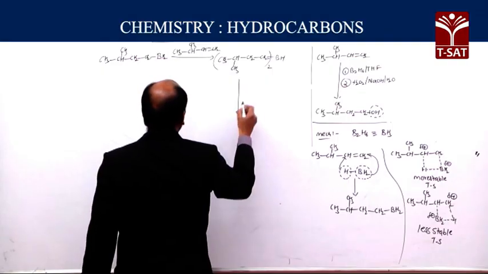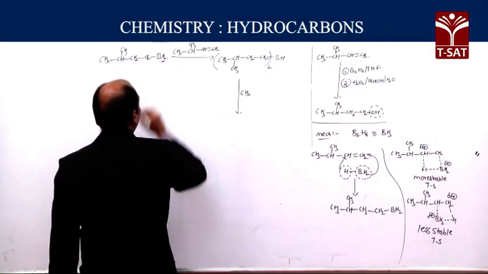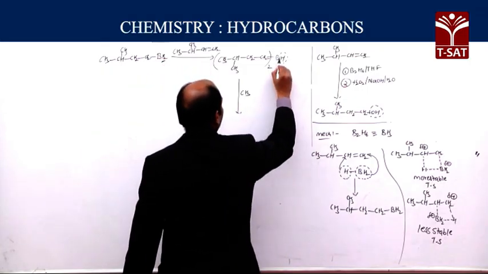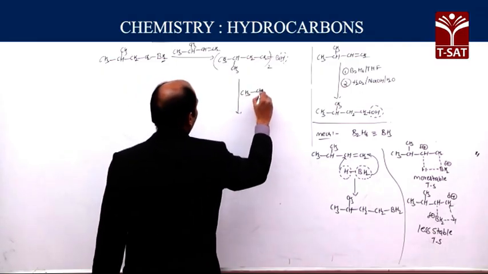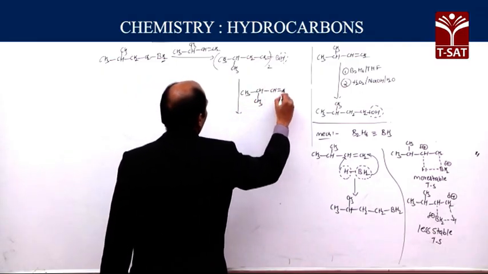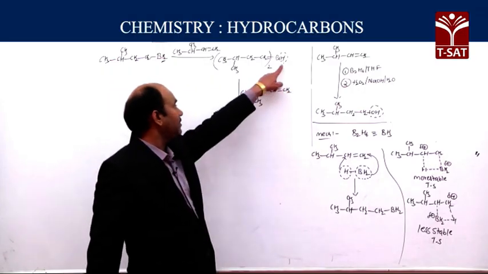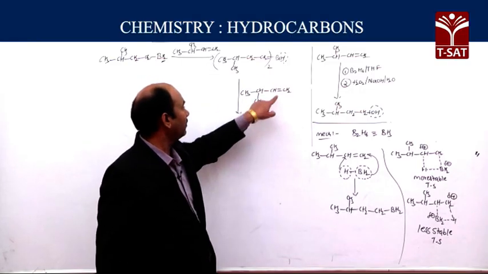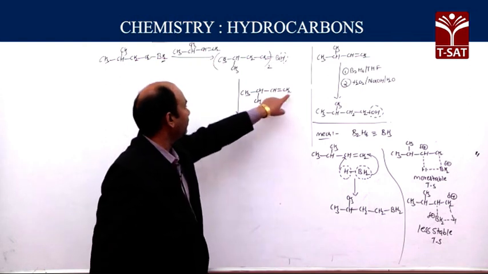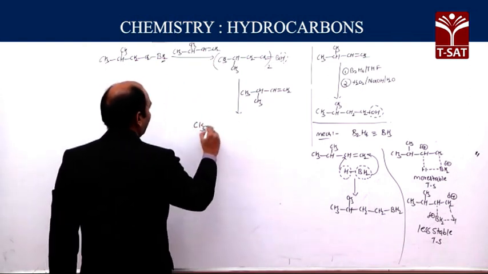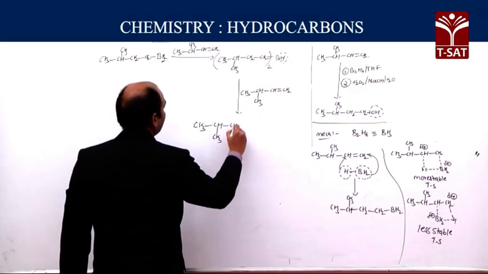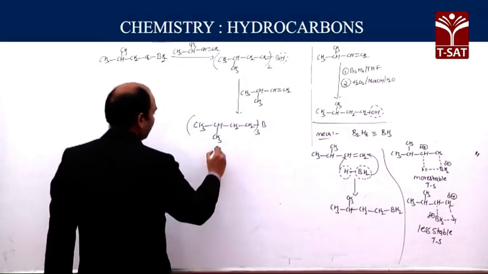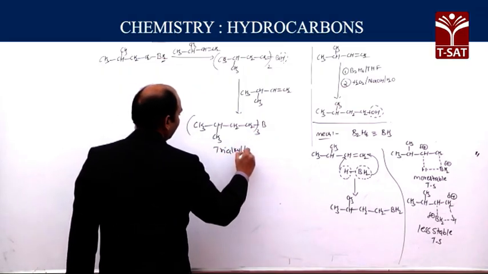Again this one reacts with one more molecule. Because we still have one more hydrogen, it reacts with one more molecule of alkene, CH3 CH double bond CH2. This H is added to this carbon and the remaining part is added to the terminal carbon. So we get CH3, CH2 taken thrice, B. This is nothing but trialkyl borane.